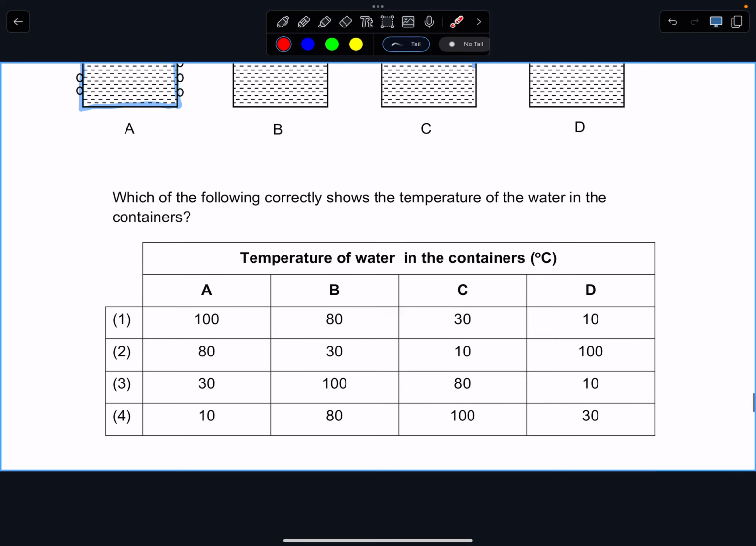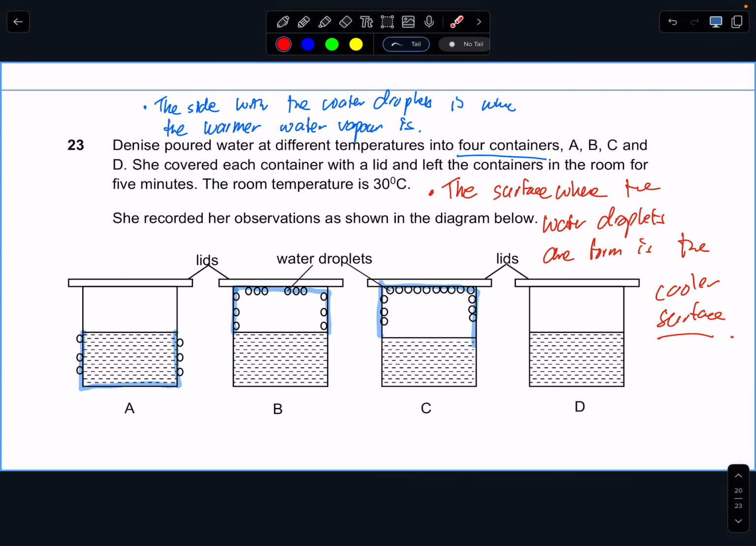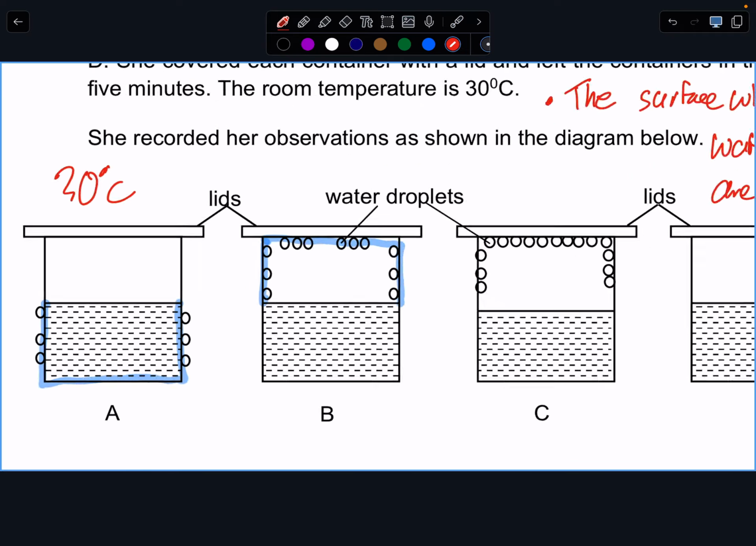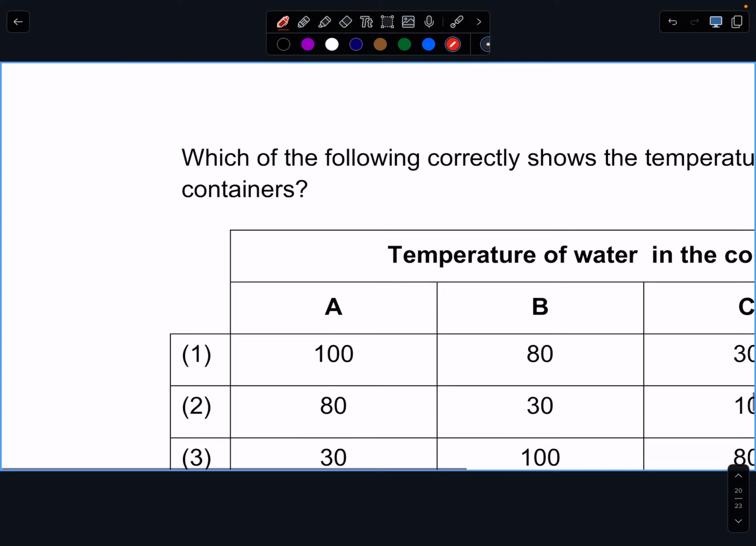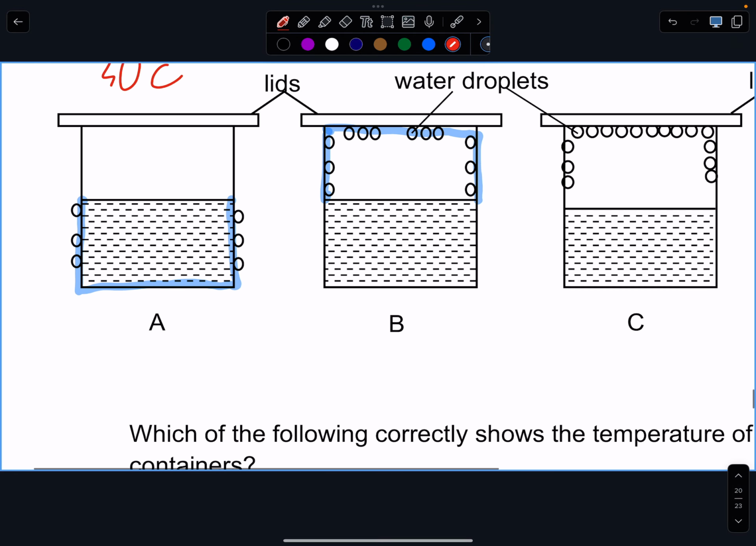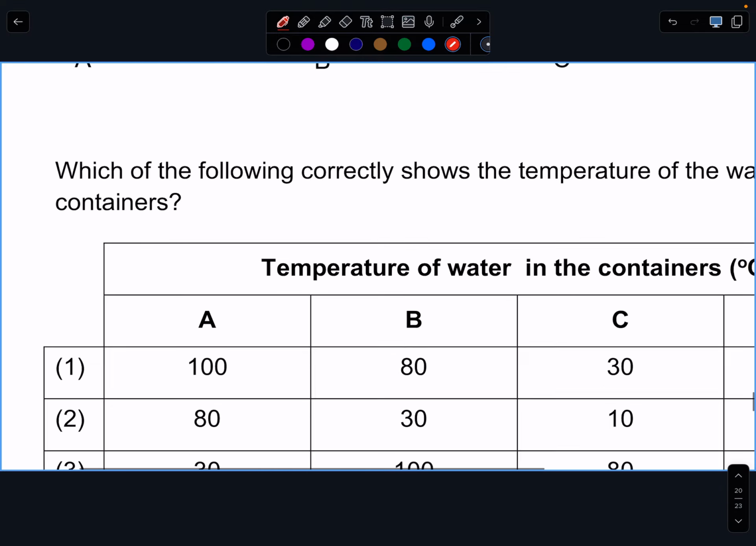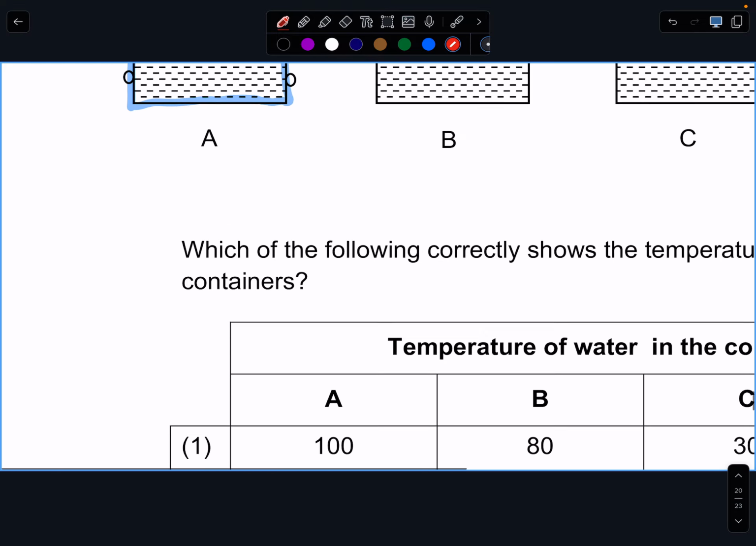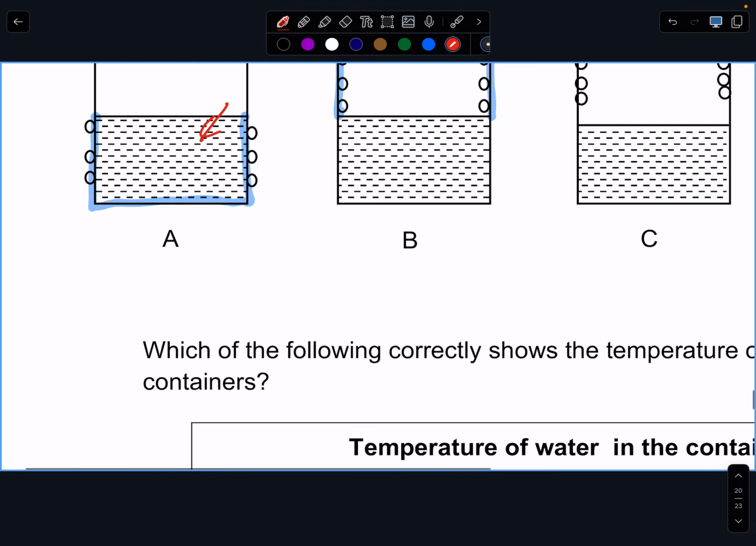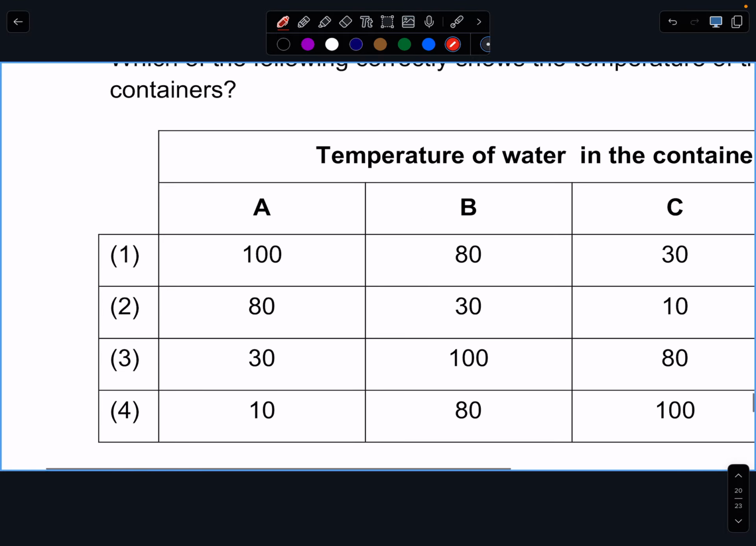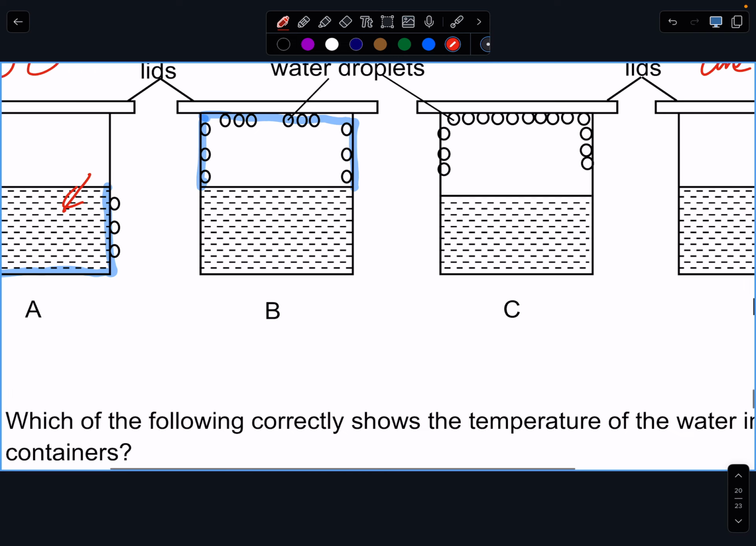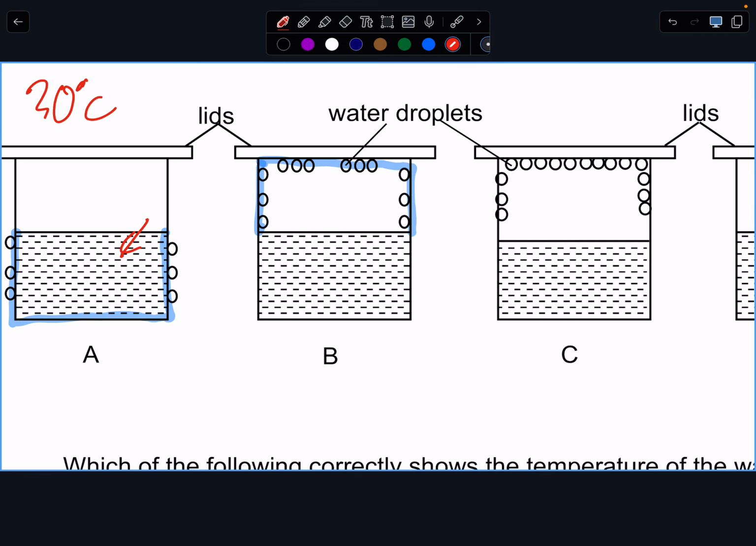So what shows the temperature? So they say here, right, room temperature is 30 degrees. So granted that room temperature is 30 degrees, okay, then the water must be lower than 30 degrees for this one. Because then you get the cooler surface. Right, because the warmer is on the outside. So A needs to be below 30 degrees. So your answer is 10. Because if it's 30 also, it's the same. Is there any heat loss or heat gain?